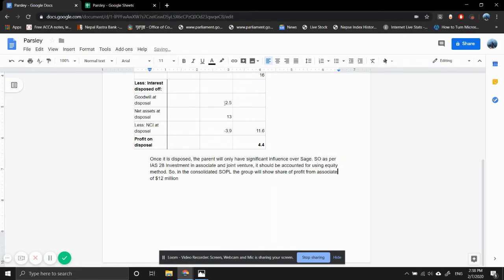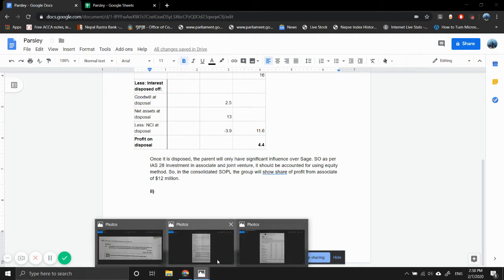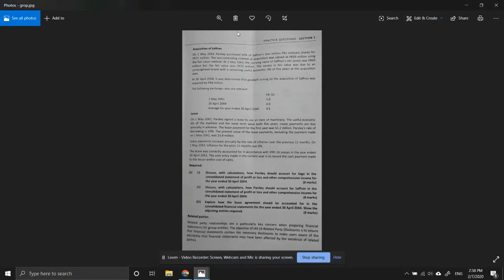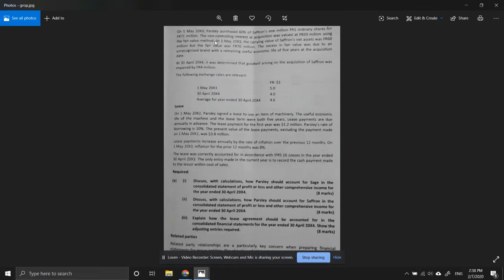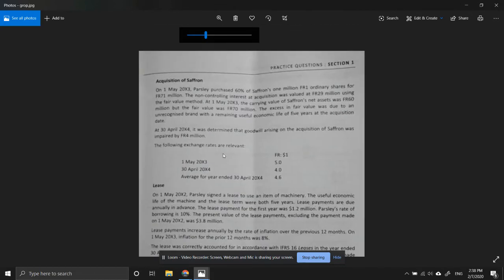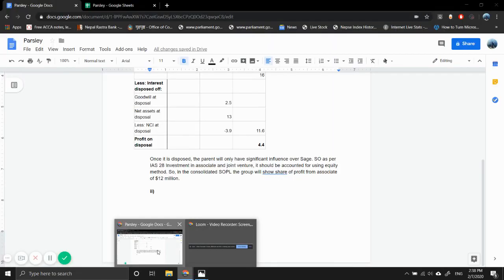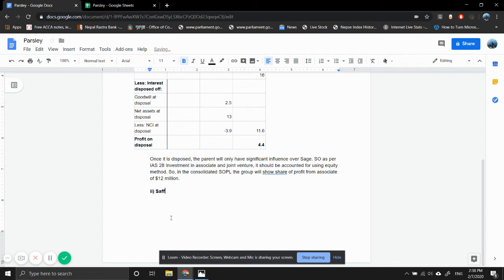Okay, so once that's done, let's look at the other question as well. Number 2, bold. What is it about? Foreign currency, right? Saffron. So discuss with calculation how Parsley should account for this. Okay, so what we are given is the acquisition of Saffron, right?